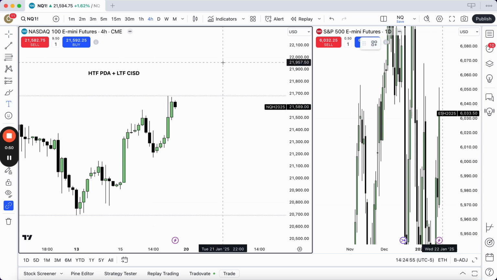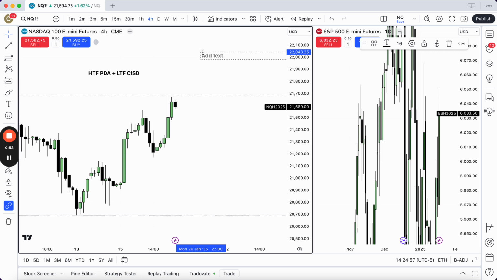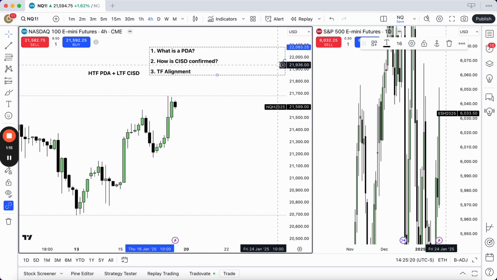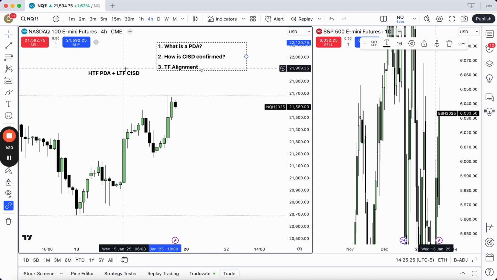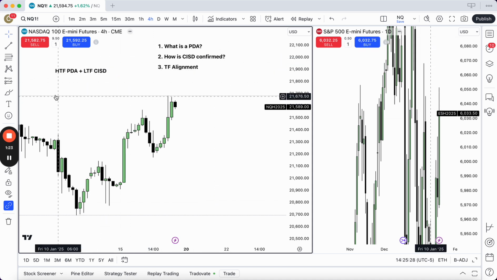There are a few things you have to be conscious of when you are trading this sort of multi-time frame model. The first thing is you have to understand what a PD array is. The second thing is you have to understand how a change in state of delivery is confirmed. The third thing is time frame alignment. I didn't put these in order, all of them are very important. So I'm going to break each one down, and then I'm going to show you what higher time frame PD array and lower time frame change in state of delivery actually means.